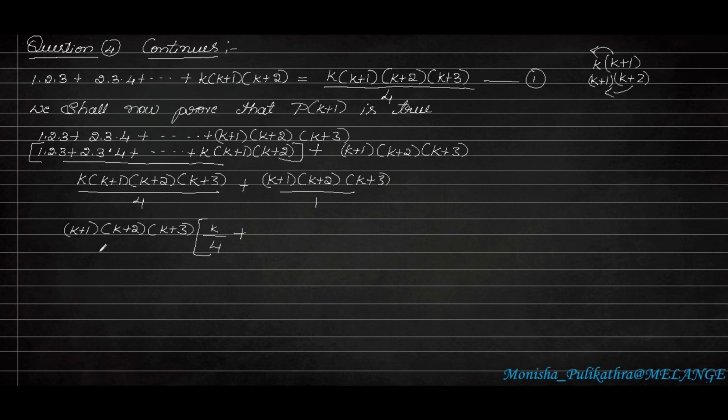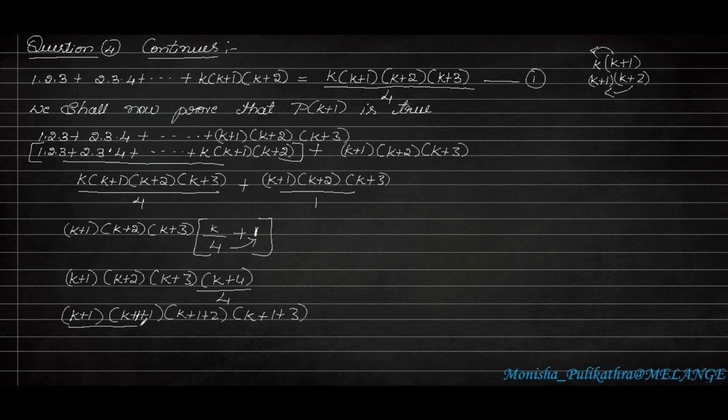here, since I have taken the whole term as common, 1 will be remaining. So by taking LCM, we will get k plus 1, k plus 2, k plus 3 into k plus 4, whole divided by 4. Next by rearranging, we can write k plus 1 itself. Next will be k plus 1 plus 1. So 2 is written as 1 plus 1. Next k plus 1 plus 2 and k plus 1 plus 3, whole divided by 4. Let it be equation number 2.